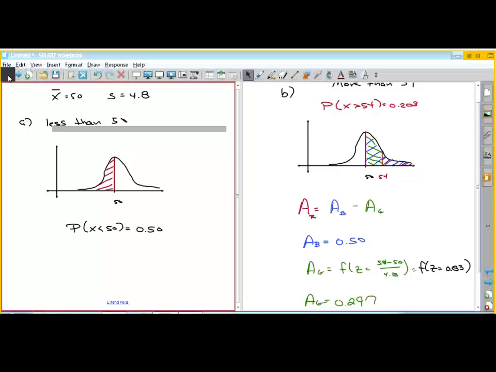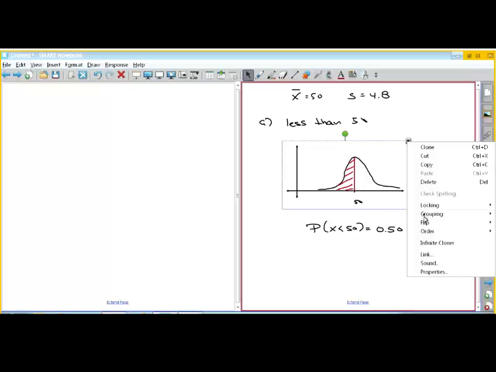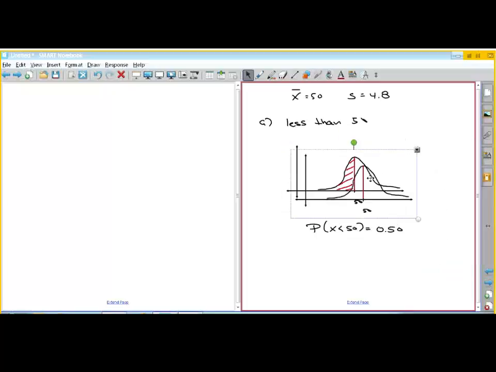What I'm going to do is I'm going to insert the page right here so I can take this and clone it so we can have the table in easy view.